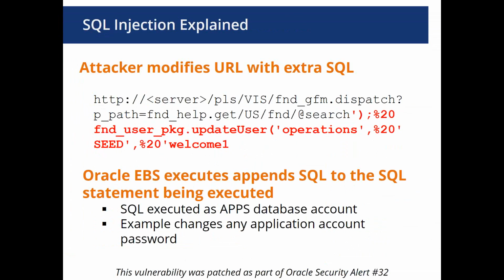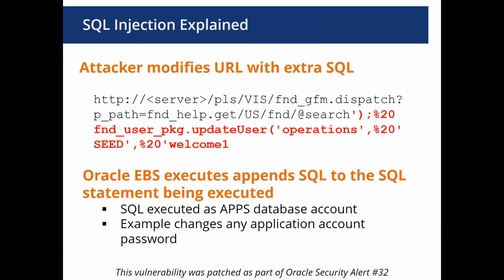Within the web application, if I have the URL in my browser and there's a SQL injection vulnerability, I can start adding in SQL statements, really fragments of SQL statements, that will then be executed when the statement is executed in code. If you look at the red here, this is an older vulnerability that was fixed a number of years ago, but it is a great demonstration of SQL injection. I'm allowed to call the FND user package update user, and I can just change any Oracle Business Suite application user's password.